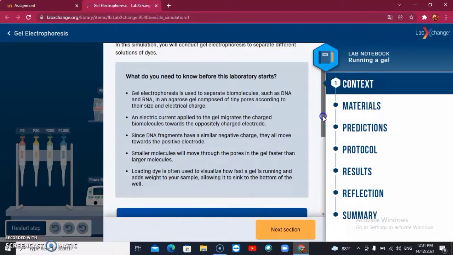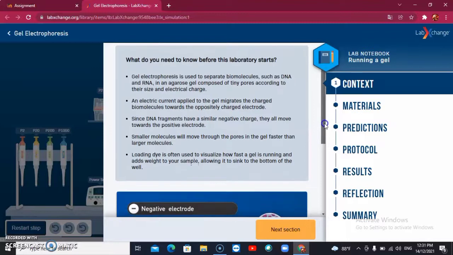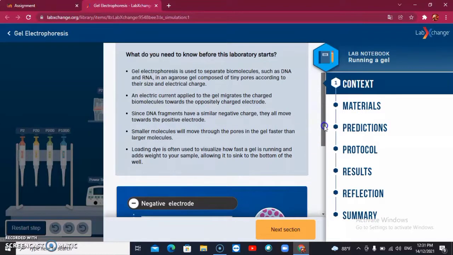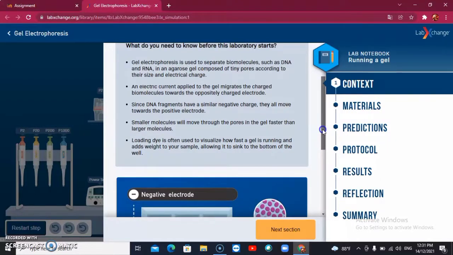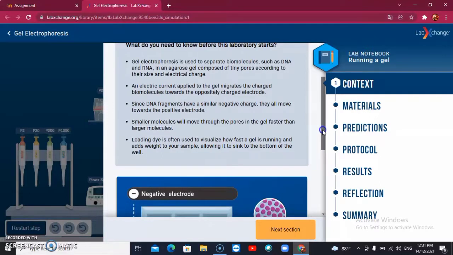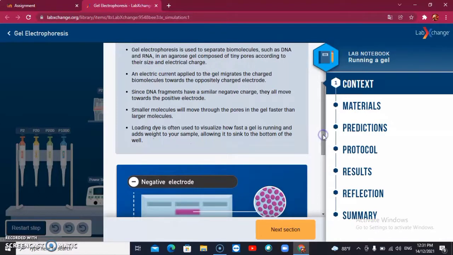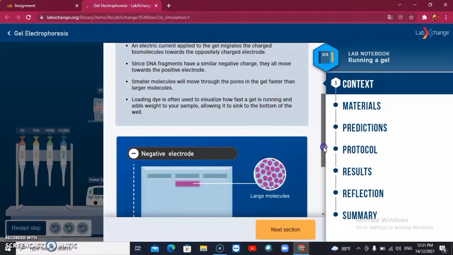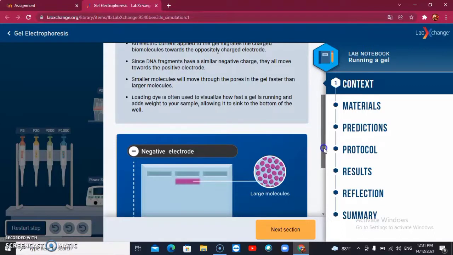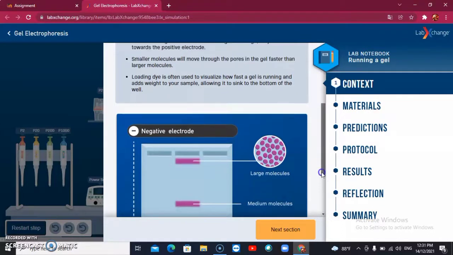Gel electrophoresis is used to separate biomolecules such as DNA and RNA in an agarose gel composed of tiny pores, according to their size and electrical charge. An electrical current applied to the gel migrates the charged biomolecules toward the oppositely charged electrode. Since the DNA fragments have a similar negative charge, they all move toward the positive electrode. Smaller molecules will move through the pores in the gel faster than larger molecules. Lastly, loading dye is often used to visualize how fast a gel is running and to add weight to your sample, allowing it to sink to the bottom of the well.